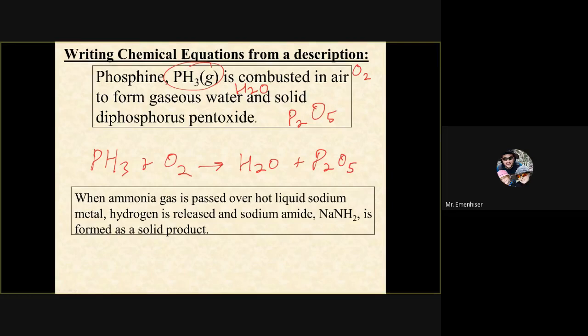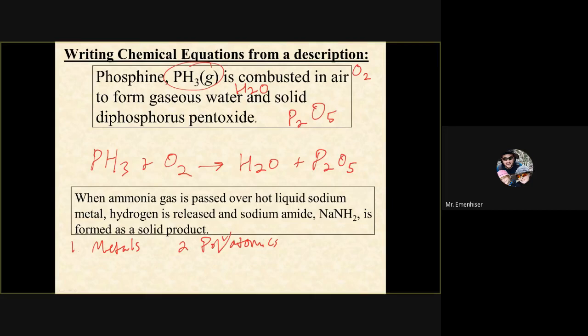I think I need to put it. So just a couple tricks when balancing: do your metals first, and then do your polyatomics next, which we don't have any in this case, like nitrate.